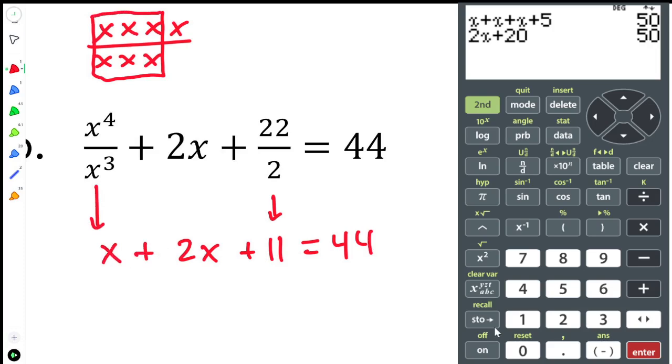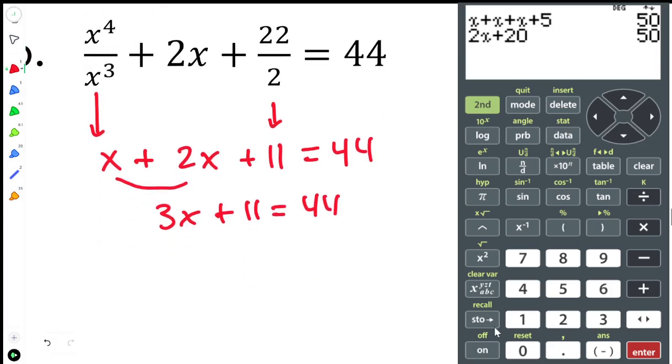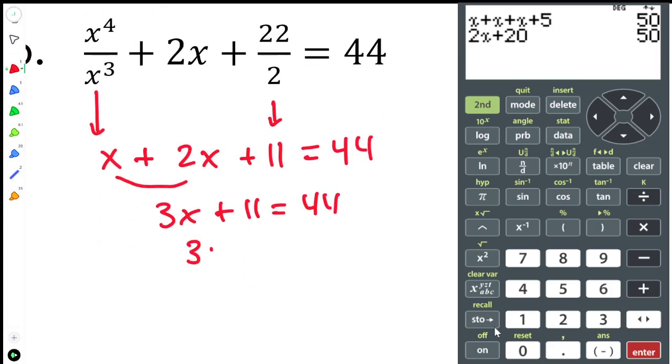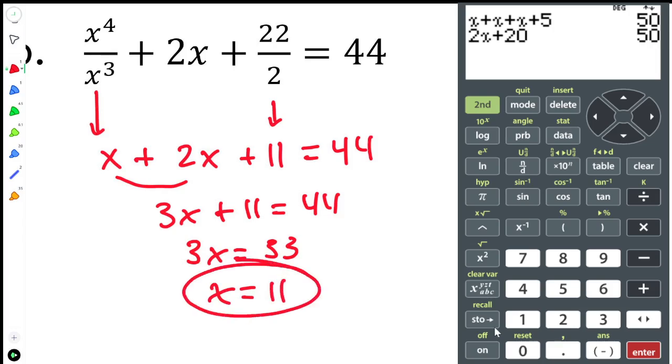So this becomes x plus 2x plus 11 is 44. If I combine these two, I get that 3x plus 11 is 44. If I subtract 11 from both sides, I get that 3x is the number 33. And if I divide both sides by 3, I get that x is 11. X is 11. So again, I'm going to check that.